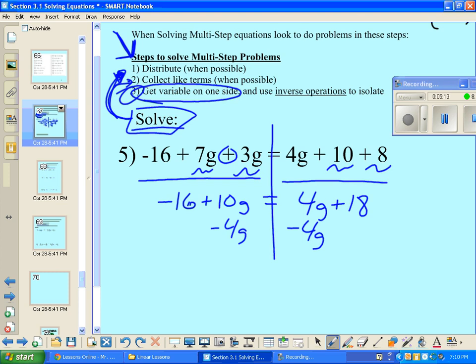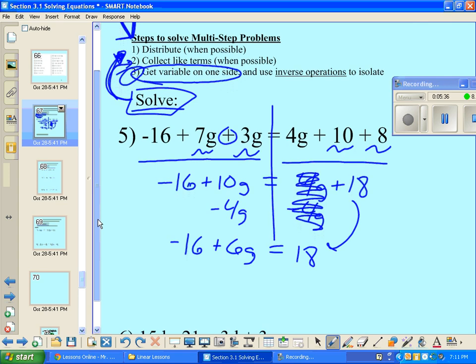So if I subtract 4g on the right side here, 4g minus 4g just gets rid of it. This would give me 0g. I wouldn't have any of them. I don't have to put 0 because that means there's none of them there. I bring down this 18, so that's all that's left on the right side. On the other side, I still have negative 16, and now 10g minus 4g gives me 6g. I've got the variable all on one side now.